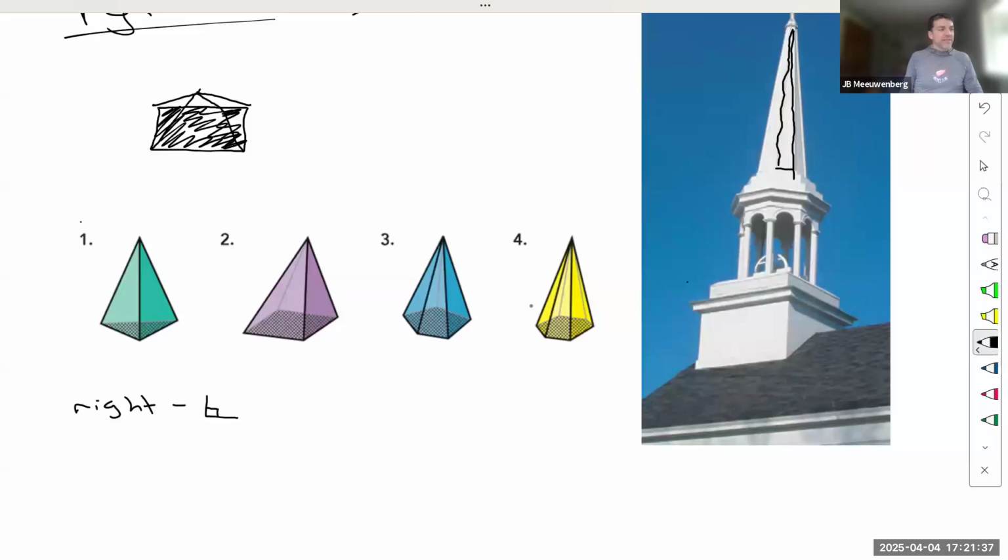And so if you look at these four examples of pyramids, numbers 1 and 3 and 4, excuse me, are what we call right pyramids because you can draw from the center of the base straight up to the top a right angle.